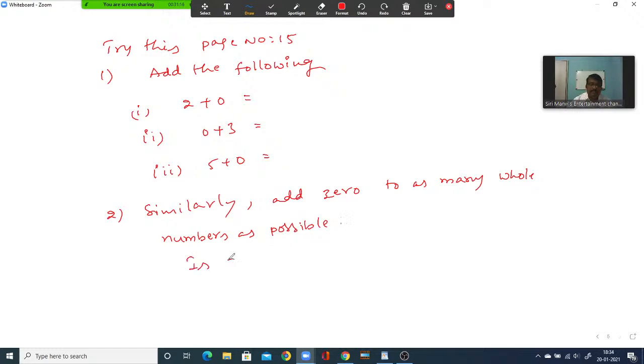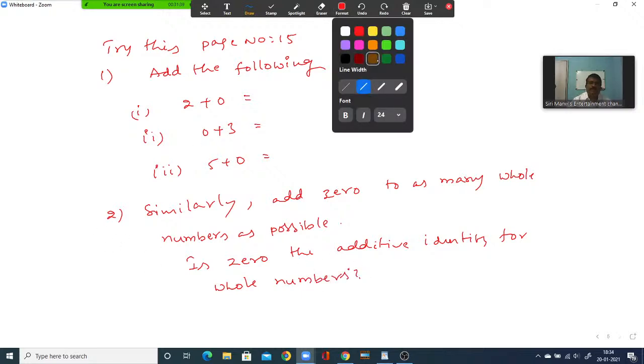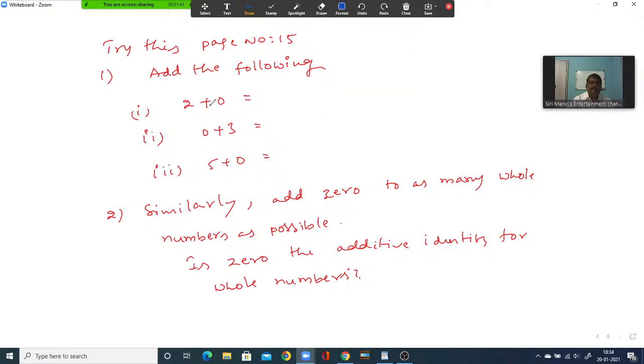Is 0 the additive identity for whole numbers? Identity for whole numbers? Question mark. Okay. Now, so 2 plus 0.